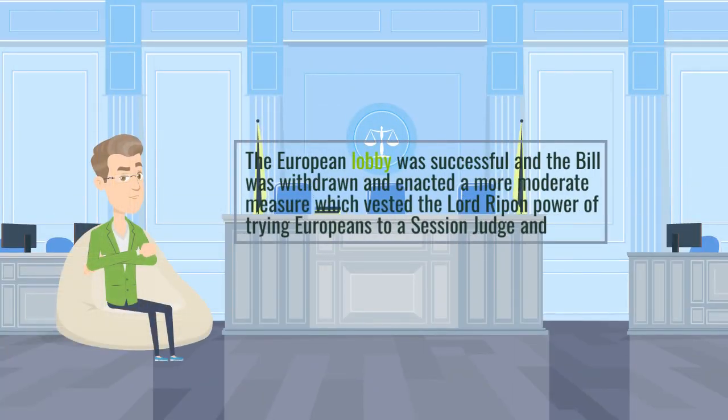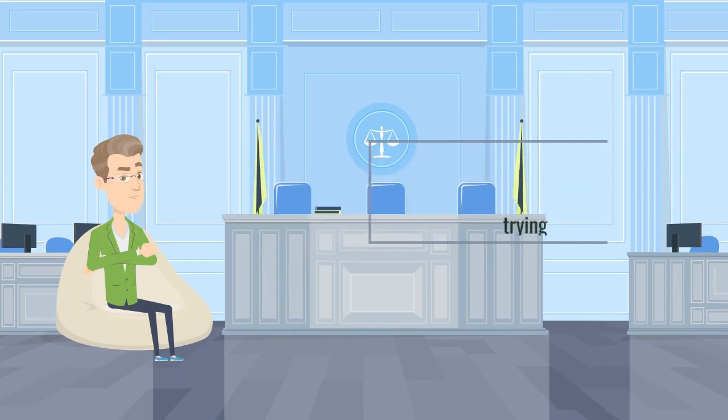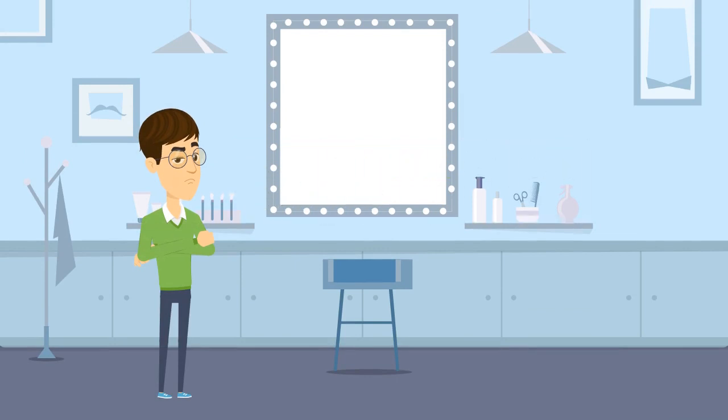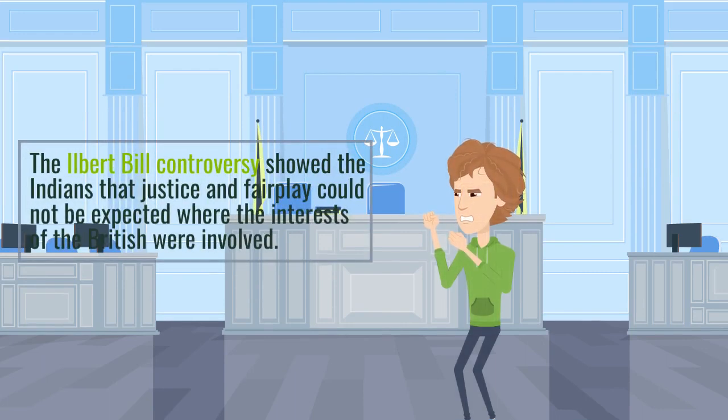The European lobby was successful and the bill was withdrawn and a more moderate measure was enacted, which vested Lord Ripon's power of trying Europeans in a session judge and a district magistrate who might be an Indian. The Ilbert Bill controversy showed the Indians that justice and fair play could not be expected where the interests of the British were involved.